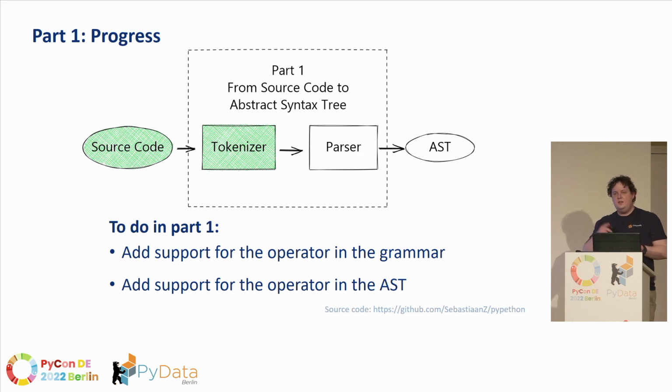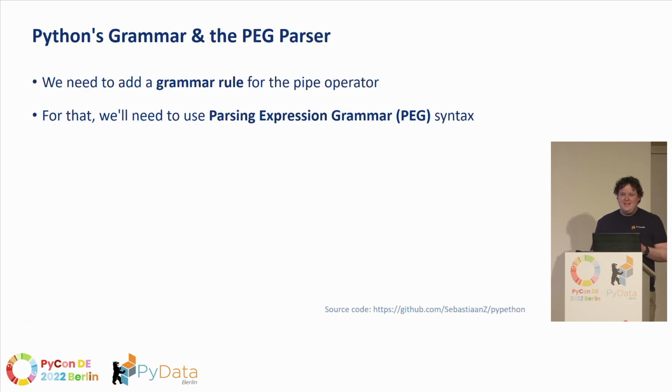So it can immediately translate your piece of Python code in such a nice tree structure, but we do also need to add support for the new operator in the AST, in the abstract syntax tree. So that's what we're going to do now. And to specify that new grammar rule in Python, we need to use the syntax of the parsing expression grammar, or PEG, which is the new parser that was added in Python 3.9.